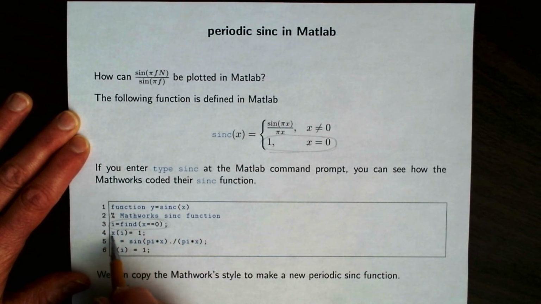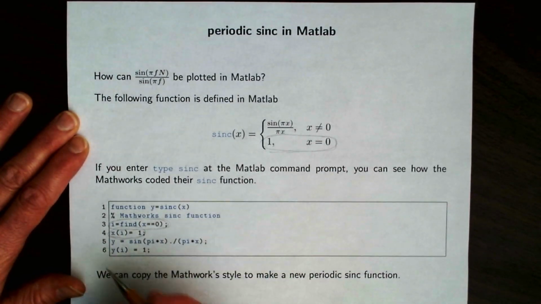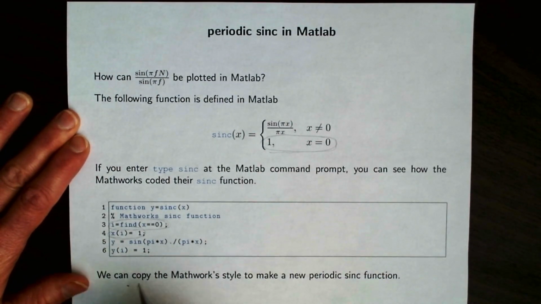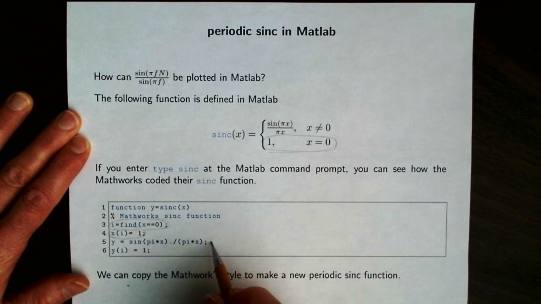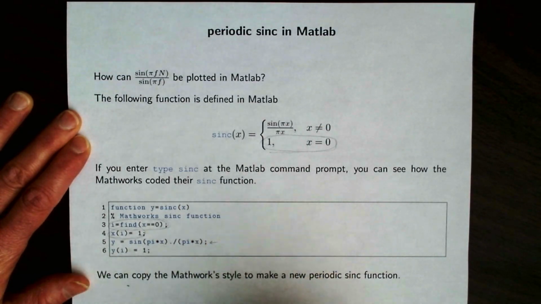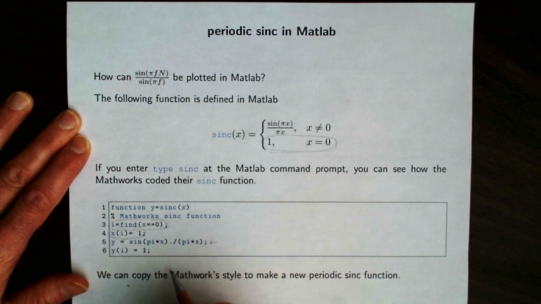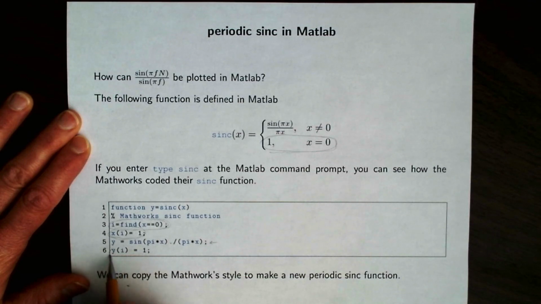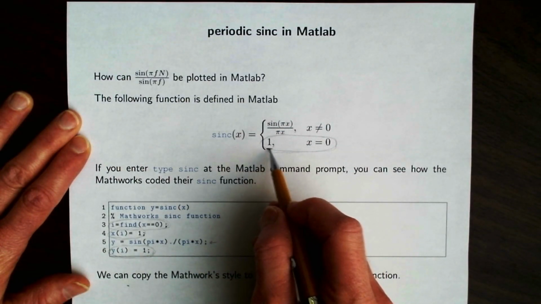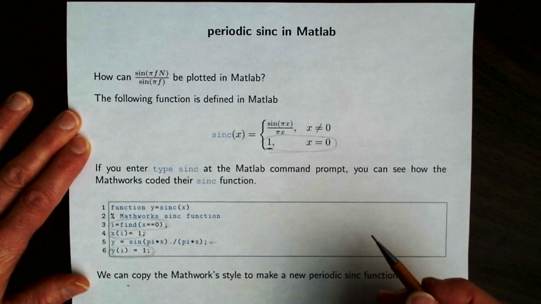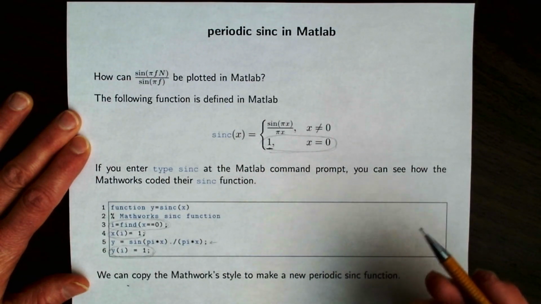And what we do is we set those equal to 1. You could set those to some other number. It doesn't have to be 1, as long as they're not 0, because what we want to do is avoid dividing by 0 here on line 5. So set those values to some other value, and then at those indexes, we will set the output equal to 1, because that's what the value of the output should be at those points.